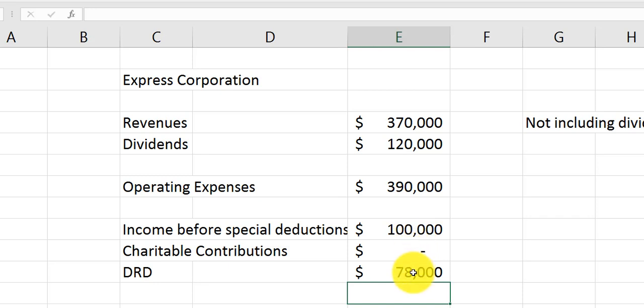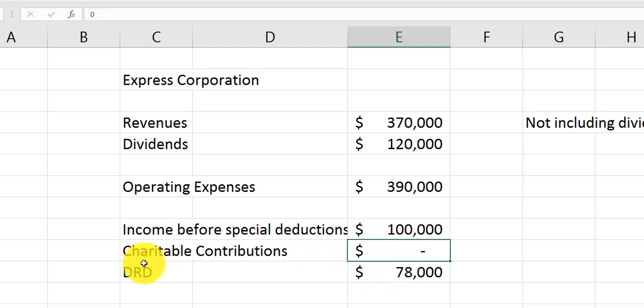I know that's a weird rule, but if this DRD is high enough to be more than the income before special deductions, then you take the whole thing. You don't limit it by the percentage of income. So now, the other thing: there are really two special deductions. Charitable contributions, which we know are limited to 10% of the income before special deductions. So the most this Express Corporation could give and deduct is $10,000. Any excess is carried forward 5 years.